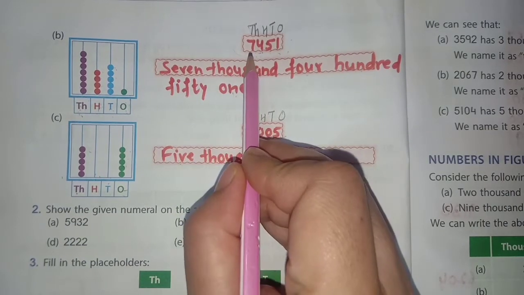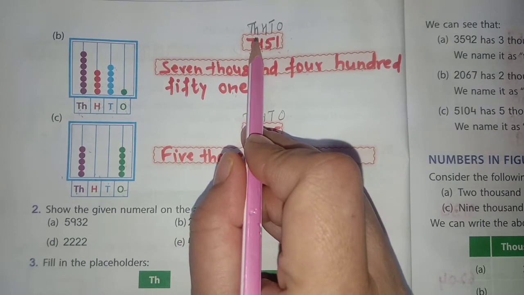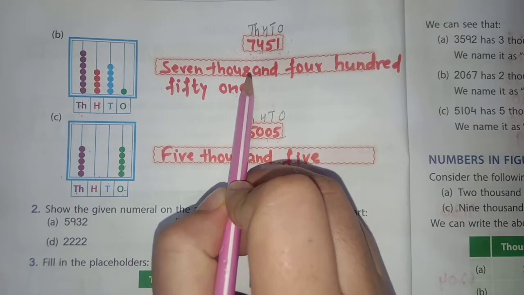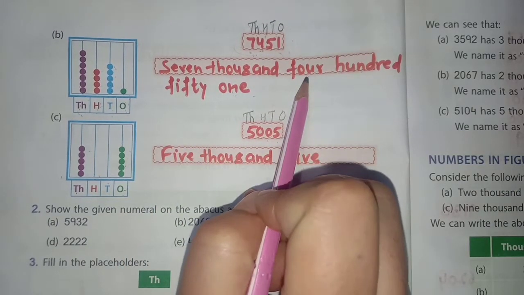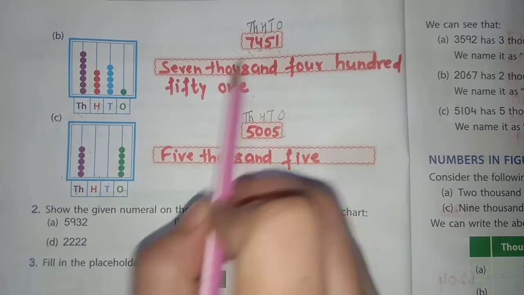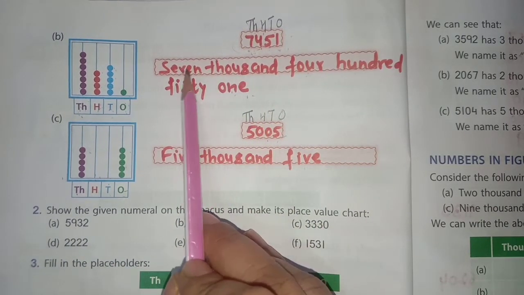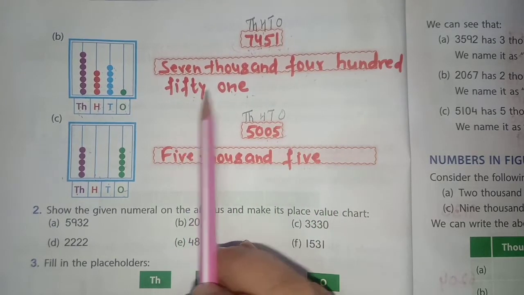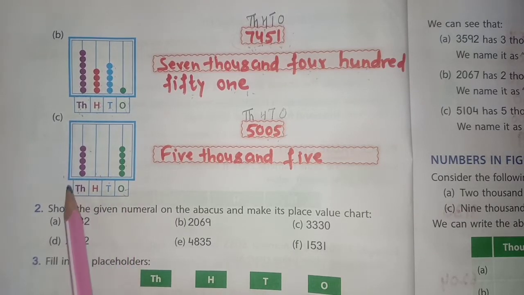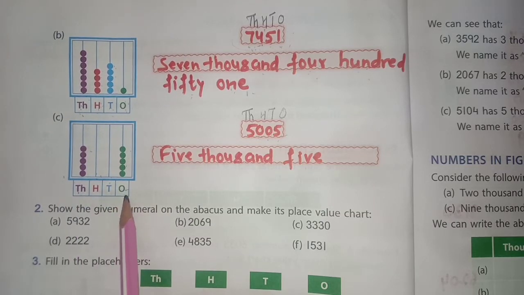So 7451. Why 7000? Because 7 is at thousands place. Now 7 is at thousands place, we will write 7000. 4 is at hundreds place, we have to write 400. And tens and ones we have to read together, means it is 51. So we have to write the spelling of 51. So the number name for this is 7451.